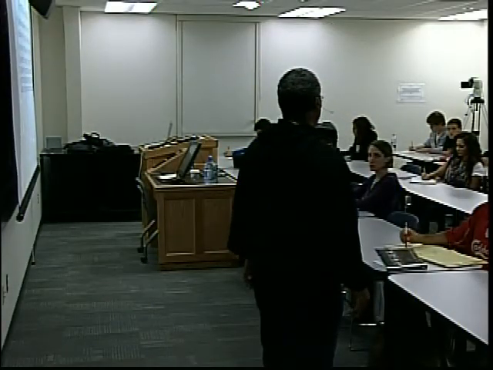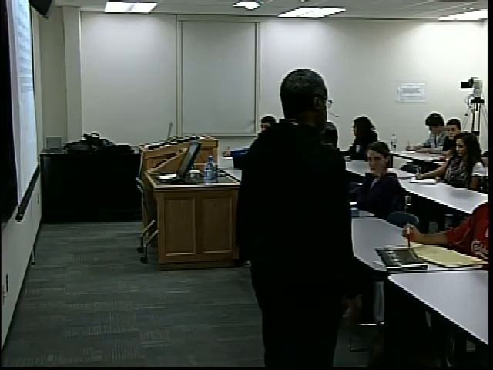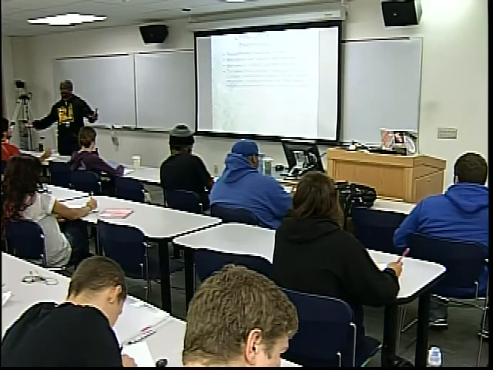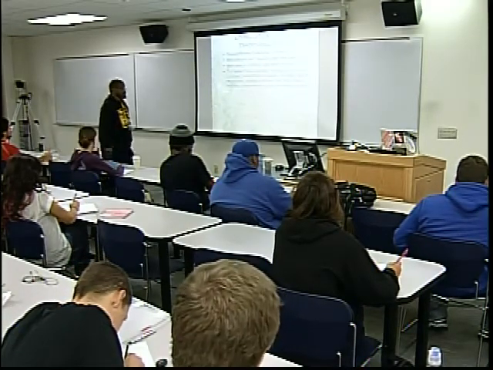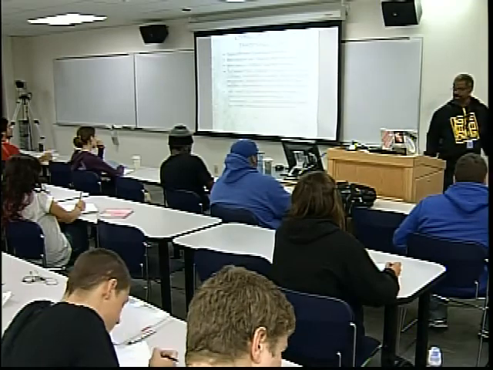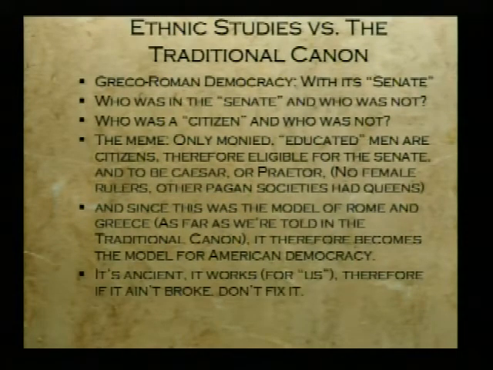Now, Greece and Rome were multiracial societies. So there were, for example, African generals leading Roman armies. But we don't necessarily have a record of them being in the Senate or whatever. So, since this is a model of Rome and Greece, as far as we're told in the traditional canon, therefore it becomes the model for American democracy. Right? So the idea is it's ancient, it works for us, quote unquote, us. Therefore, if it ain't broke, don't fix it. Except we had to fix it.